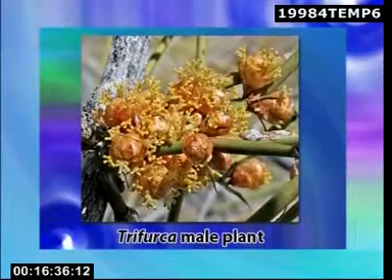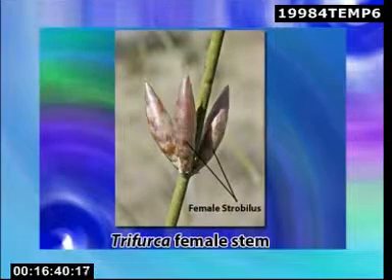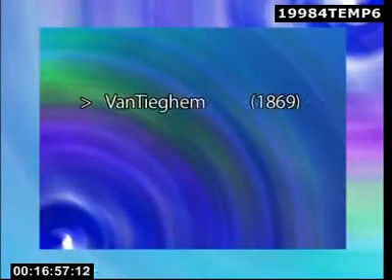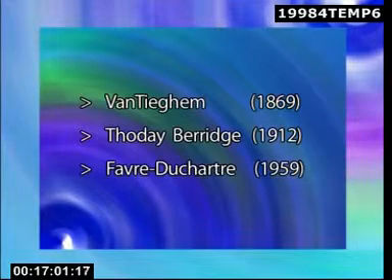All the species of Ephedra are dioecious, that is, male and female reproductive organs are borne on different plants. However, monoecious species with male and female strobili on the same plant have also been reported. The histology of the flowers and strobili of Ephedra species was examined by Van Tieghem, Thoday, Bridge and Faber-Ducart.